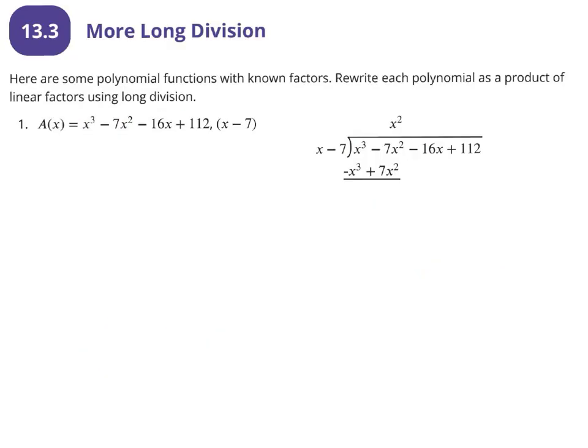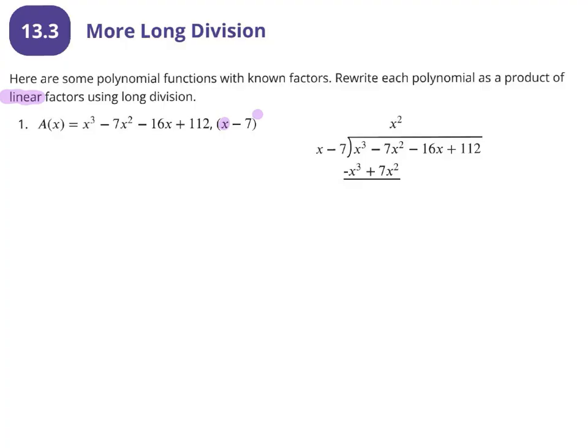Okay, here are some polynomial functions with known factors. Rewrite each polynomial as a product of linear factors. Now be careful here, we have to do another step. Linear factors means taking it down to where x is to the first power, like this one. There's no x squared or square outside. So be careful of your work, because when you get the answer, you will not be finished.